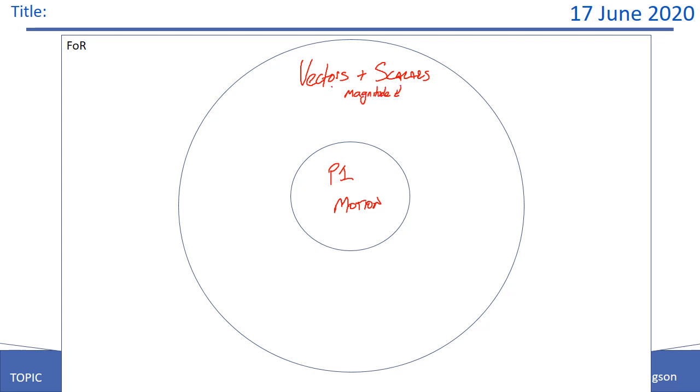So both vectors and scalars have magnitude, but only one of them has direction, and our vector has direction. Okay, so if I said I was going 30 kilometers per hour west, it would be a vector. If I just said we're going 30 kilometers per hour, it would then be a scalar, because they both have a size, but a scalar doesn't have a direction.